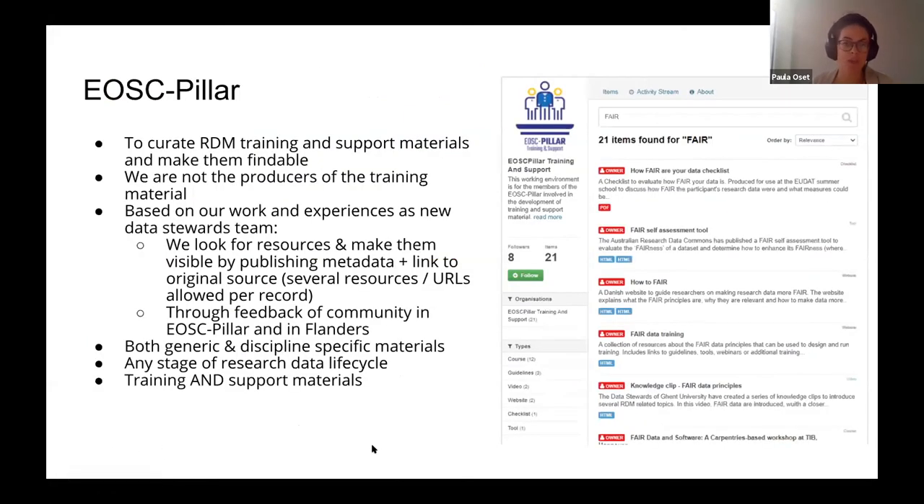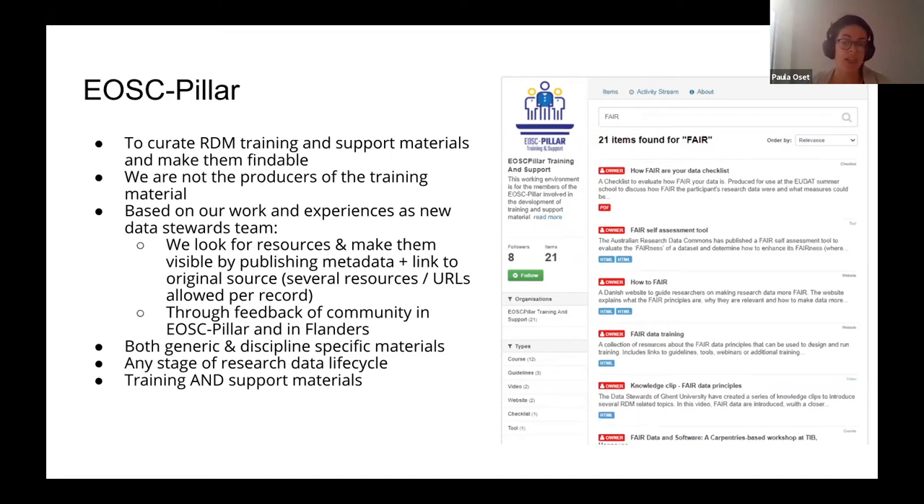Yes, good morning, everyone. My name is Paula Osset. I am involved in the EOSC Pillar project. We have a couple of other colleagues from the project here today. EOSC Pillar is one of the five regional EOSC projects. One of the challenges addressed in this project is how to develop skills to realize the EOSC, so of course training is an important component of the project. In the tasks related to training, we have developed a training and support catalog, which is already live. The idea of this catalog is to look out for and curate training and support material related to research data management and to make it findable.